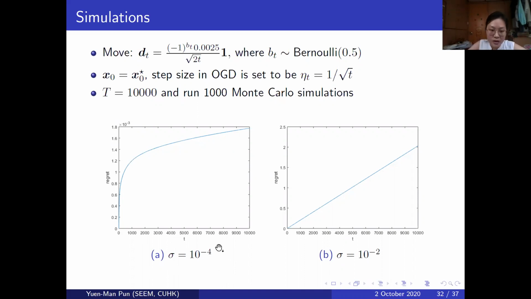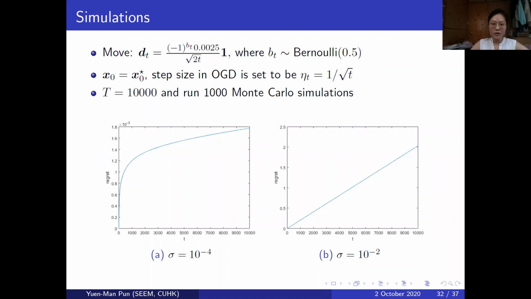Here, when the noise power is rather small compared with the move dt, we can see that the regret is growing sublinearly at the beginning, and then later it grows linearly. So it illustrates our theoretical findings. And when sigma is large, then we simply have one linear curve for the regret rate. So it also matches our theoretical findings.